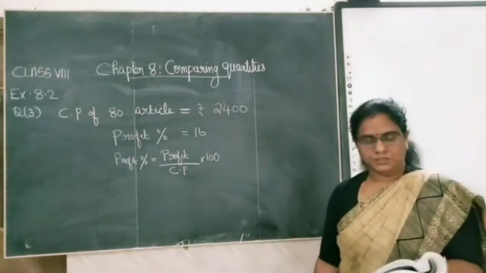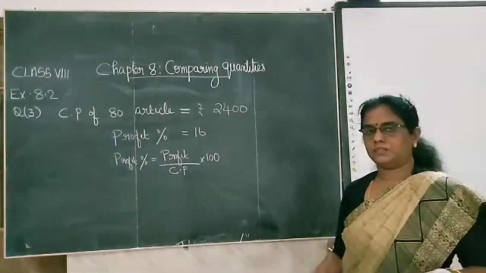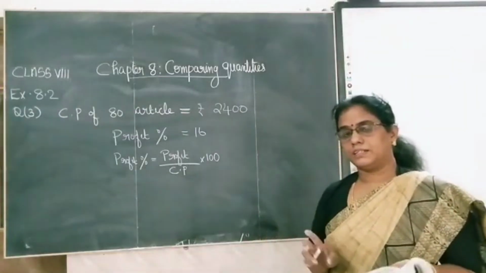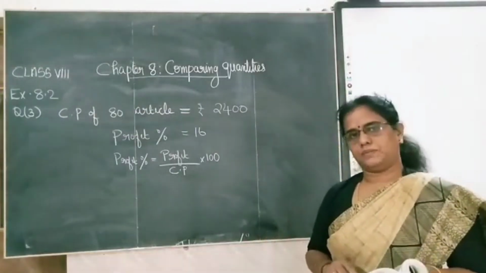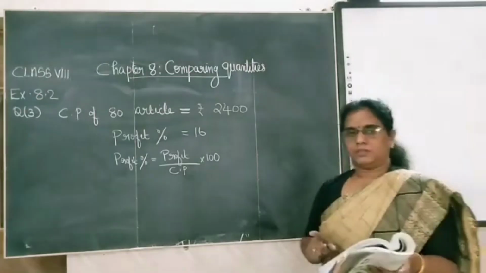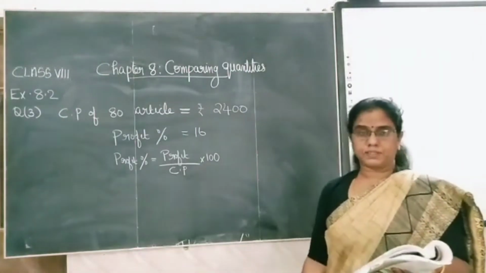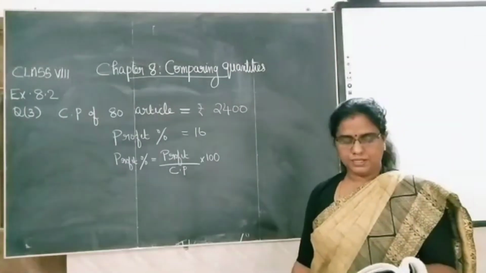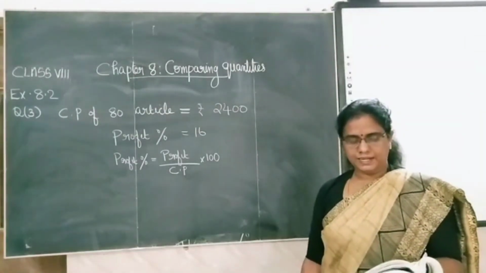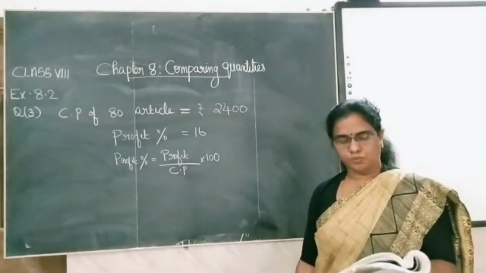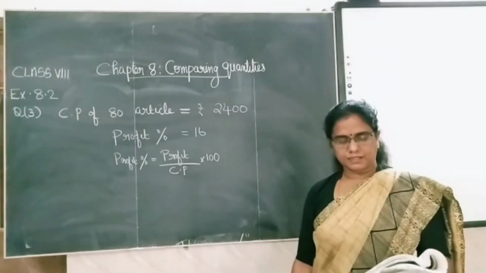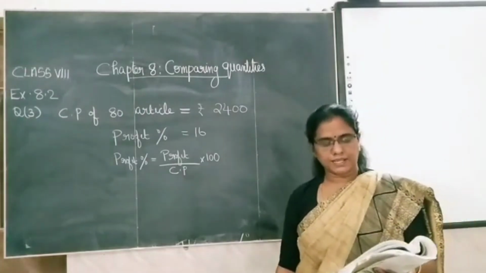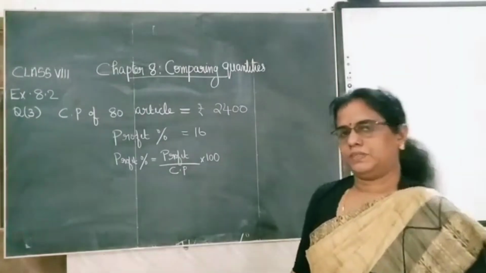Now we will discuss question number 3. First you write the question, repeating again and again. Before starting the answer, you should write the question. So the question is question number 3, exercise 8.2. All of you listen to that question. A shopkeeper buys 80 articles for rupees 2,400 and sells them for a profit of 16%. Find the selling price of one article.